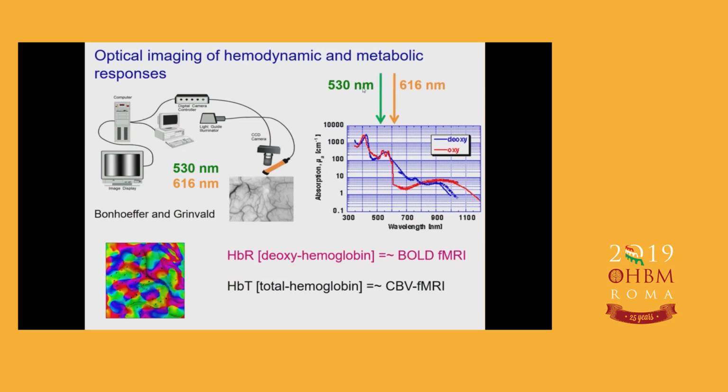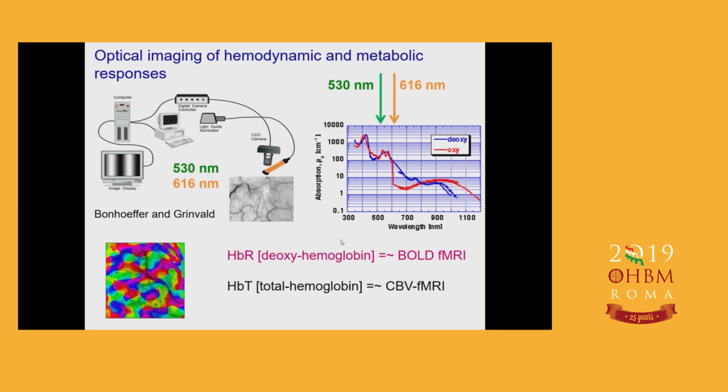We can use optical imaging of hemodynamic and metabolic responses, used mainly in animal models but sometimes also in neurosurgery suites with human patients. We expose the cortex by removing the skull and the dura mater, so that would be an image of the cortex taken directly by a CCD camera, shining light alternately of two wavelengths that help us compute changes in deoxyhemoglobin that represents blood oxygenation, BOLD fMRI, and changes in total hemoglobin that represents cerebral blood volume fMRI.